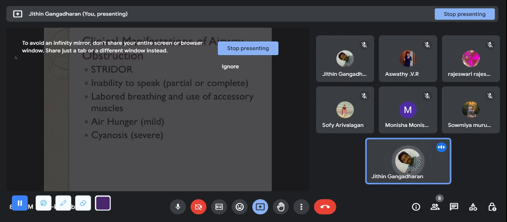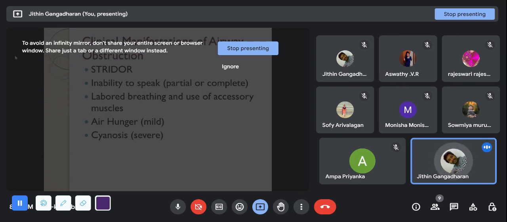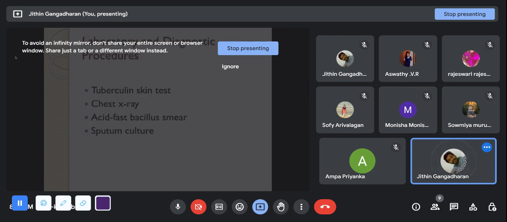Labored breathing also leads to nasal flaring. You can see the nose enlarging, which is known as nasal flaring. And there will be air hunger, a craving for air. And in severe obstructions, you can see cyanosis as well.